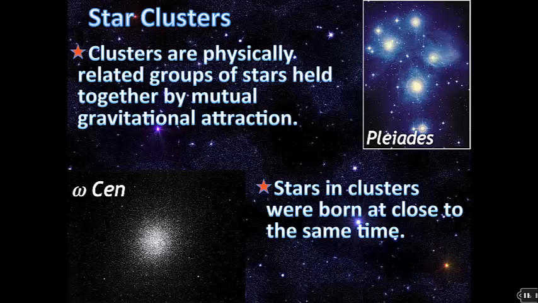And in order for that to happen, they have to be born at the same time, just like the solar system. It's very hard to capture a star. Things are moving too fast around each other. And so in order for them to be held together that way, they must have been born that way.